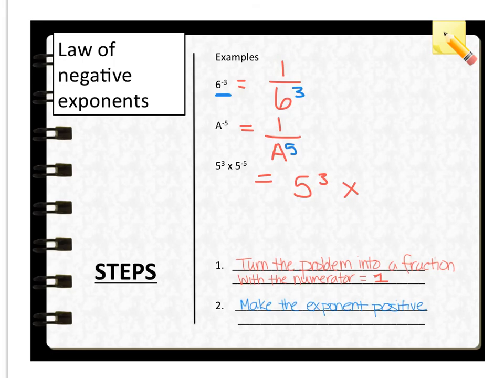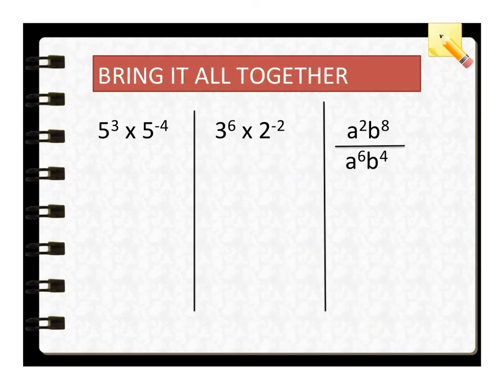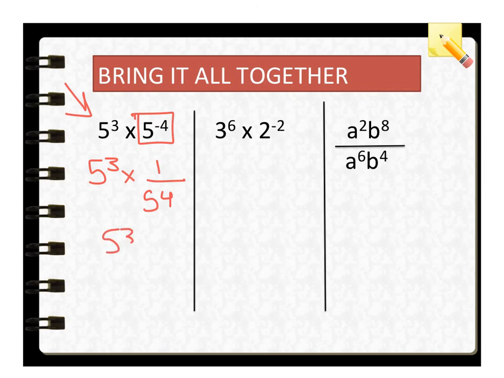Ready, pause. Okay, let's bring it all together and do a couple practice problems. The first one, 5 to the third times 5 to the negative fourth. We have 5 to the third power, and we know that 5 to the negative fourth becomes 1 over 5 to the fourth. Now we can combine these two terms to 5 to the third over 5 to the fourth. You know that 3 minus 4 is negative 1, so that's just going to give you 1 over 5.